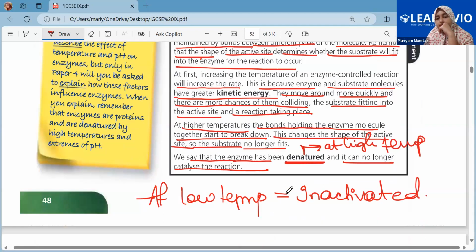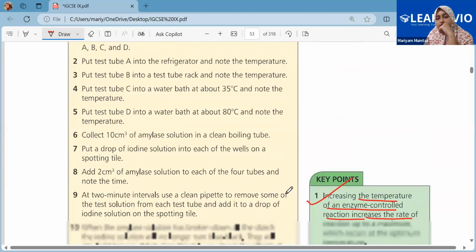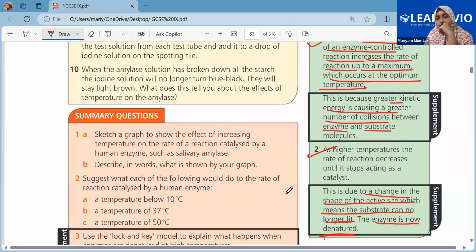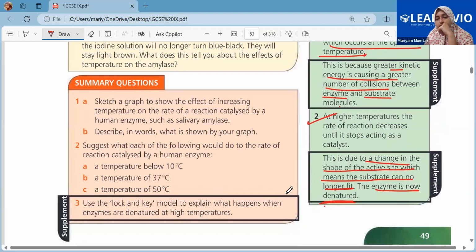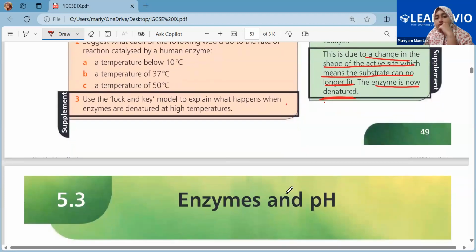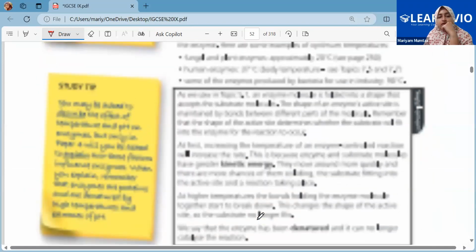Done? Most at high temperature. And this is due to change in sugar. Yeah, done. Any doubts? Science and pH.